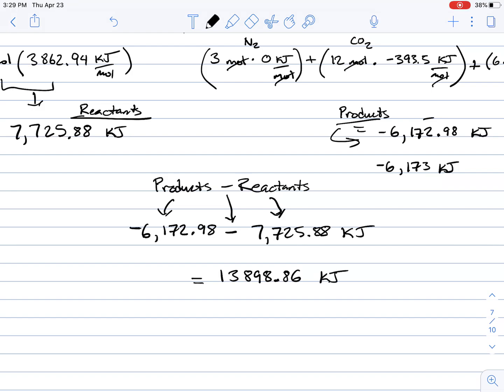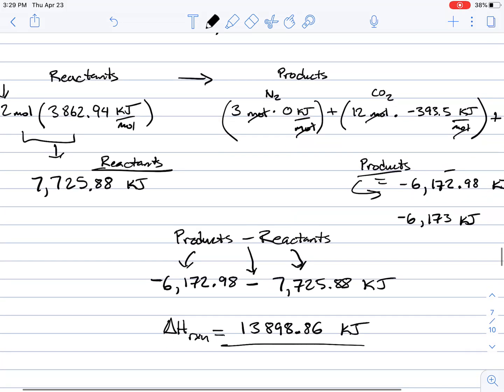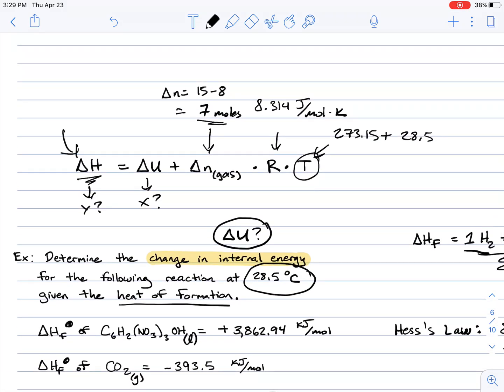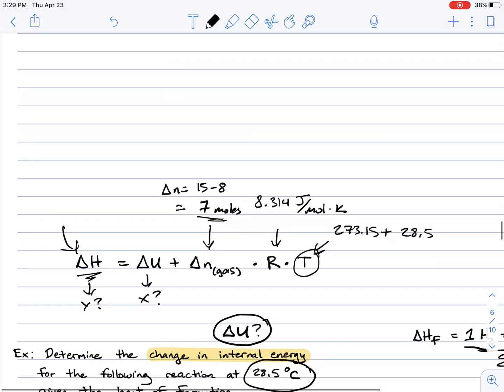All right, so this is going to be the enthalpy of the reaction. So now that I have the enthalpy of the reaction, I can finally plug it in to my equation. I'm going to do this at the very top. Here I have the value for enthalpy was 13,898.86. And remember that this is in kilojoules.